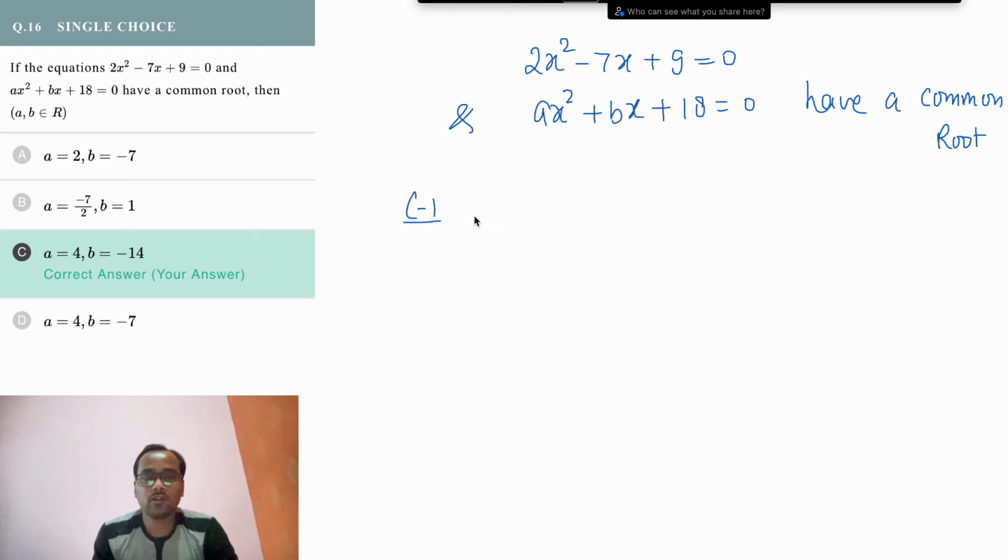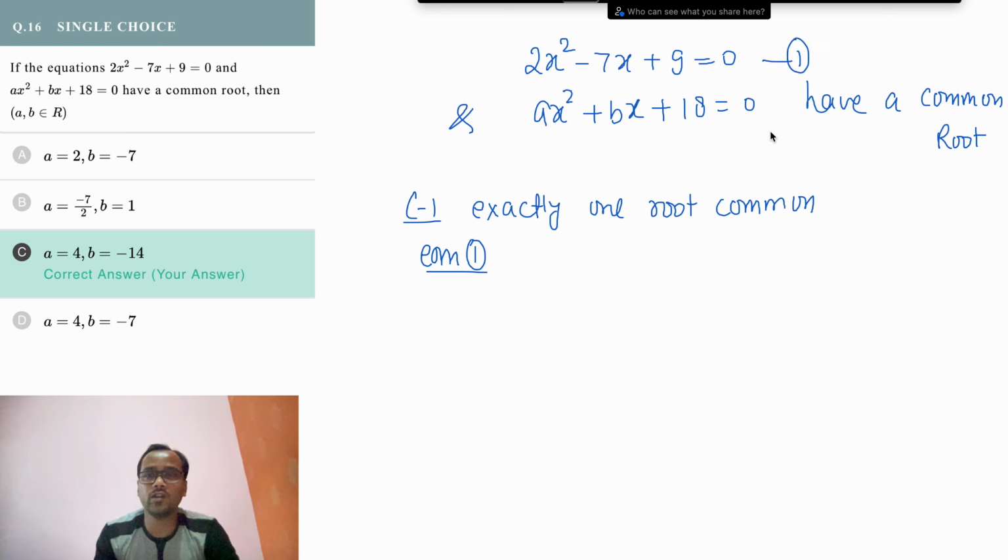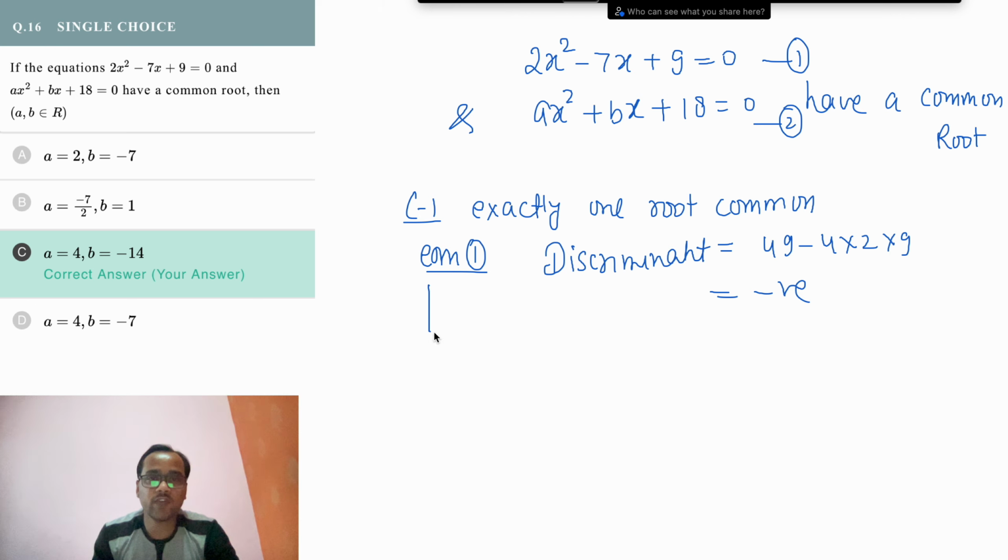So case 1, when exactly one root is common. But look here, let me say this is equation number 1 and this is equation number 2. From equation number 1, the discriminant is 7 square, 49, minus 4 into 2 into 9, which is negative. This means that equation 1 has imaginary roots.